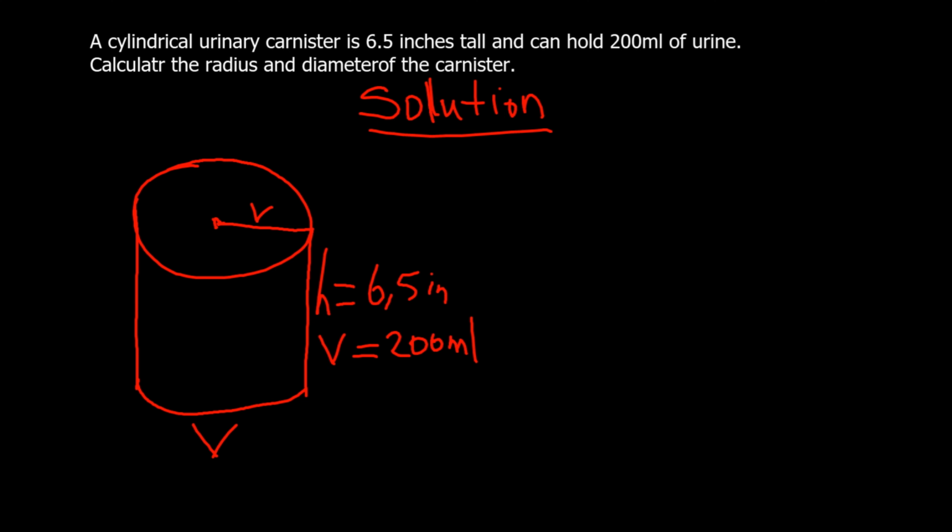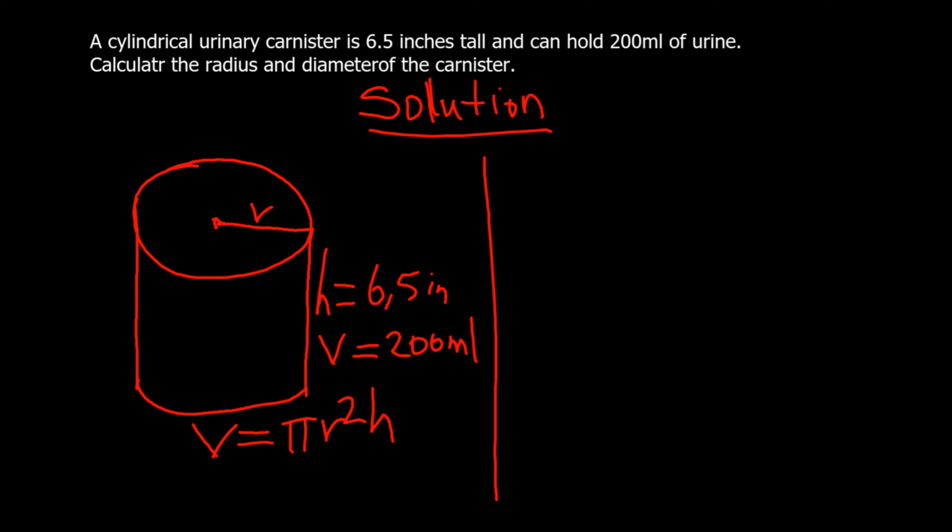Of course, the volume of a cylinder is equal to pi radius squared, which is the base area of the cylinder, because the base area of the cylinder is a circle. So we always have the area of a circle times height, right? So that pretty much is the volume.